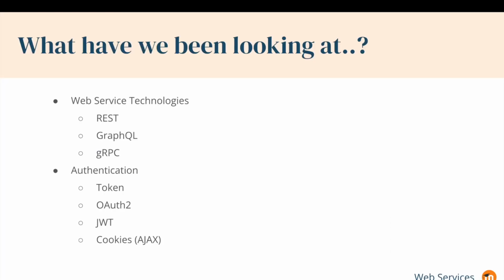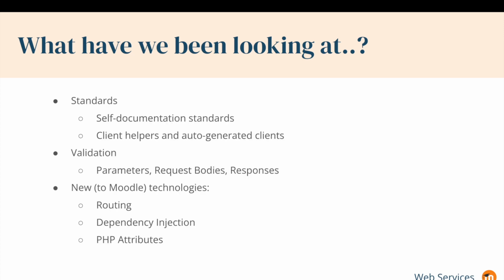So what have we been looking at? Well, we've been looking at what an ideal web service system should look like for Moodle. If we were doing this again, what would we like to see? We've looked at a range of protocols, including REST, GraphQL, and remote procedure call systems like gRPC. We've also looked at some authentication options, including token-based authentication, OAuth 2, JWT, and cookies, which are required for Ajax.